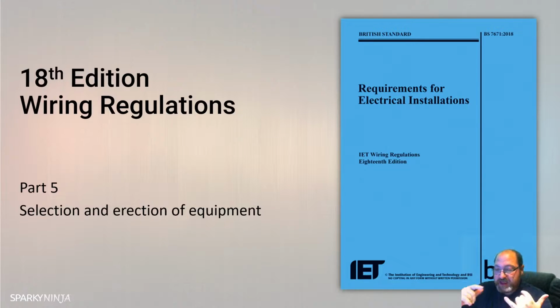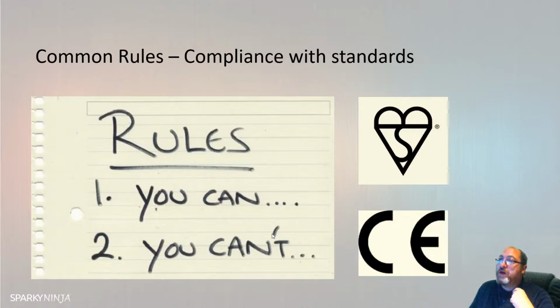So the other chapters: selection and erection of wiring systems, protection, isolation, switching, control, monitoring, earthing arrangements, other equipment, and safety services. This first chapter is relevant to all of that. Common rules, chapter 51. Okay, so we'll go to chapter 51, common rules. What have we got?